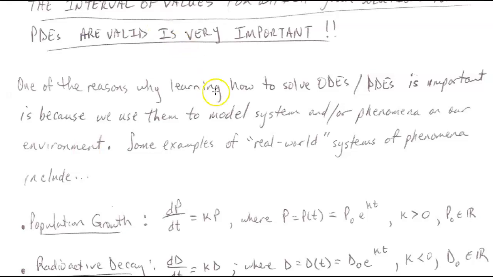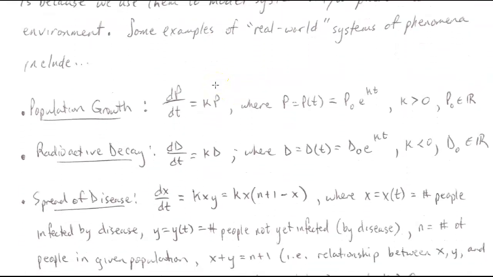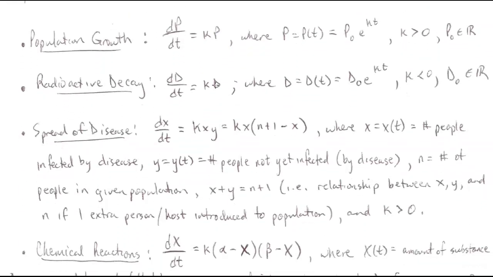And so what I've done here is listed some examples of some of the things that it's really popular for modeling, I guess, applications that we model in terms of differential equations. So, of course, probably the two most popular are population growth and radioactive decay.